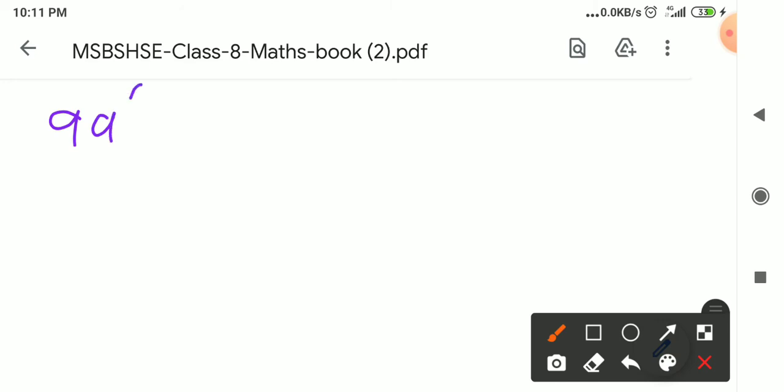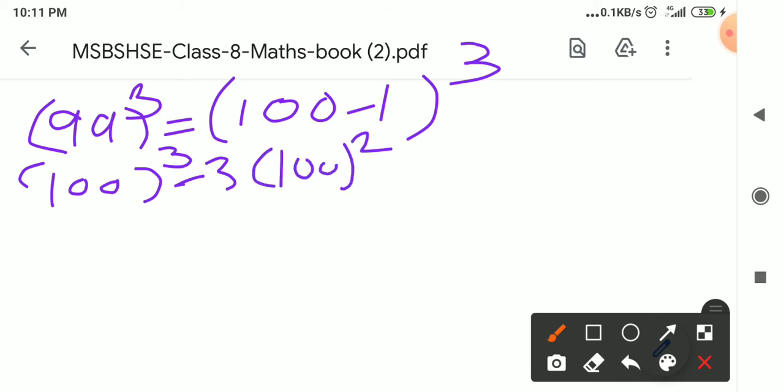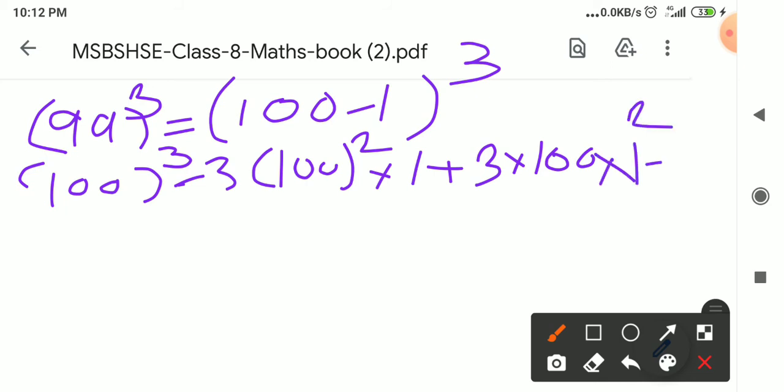So 99's cube is equal to, 99's cube means what? 100 minus 1 brackets cube. Okay, 100 minus 1 means 99. So first of all, according to the formula, first we have to take 100's cube minus 3a square b, means 100 square into 1. The next plus 3ab square, means into 100 into 1 square, and minus 1's cube. Okay, so let us solve this.